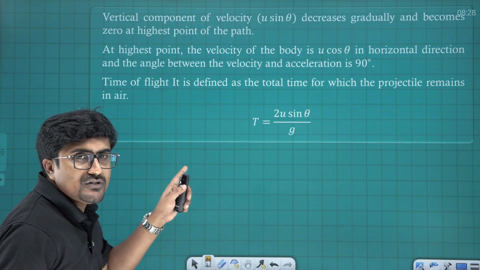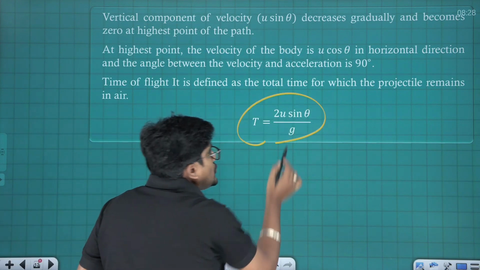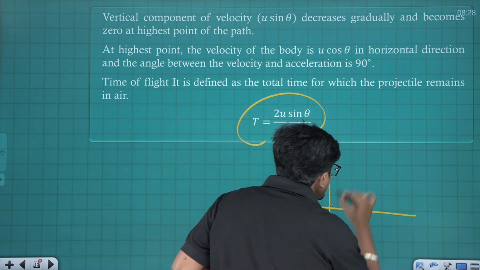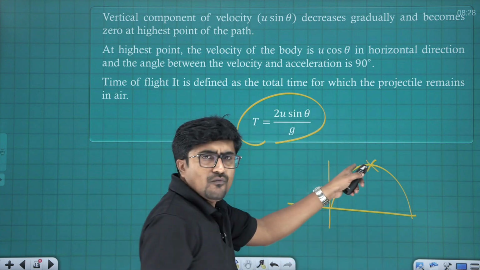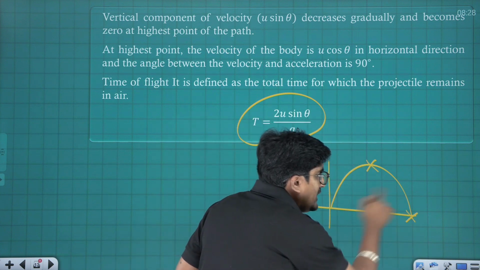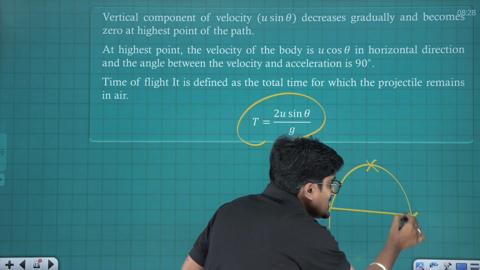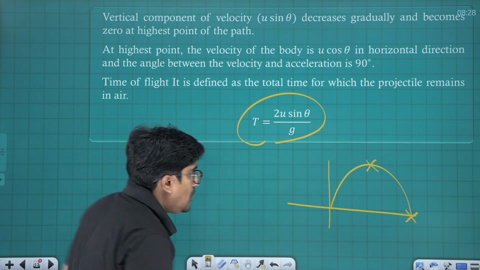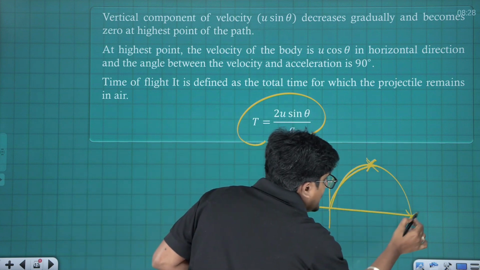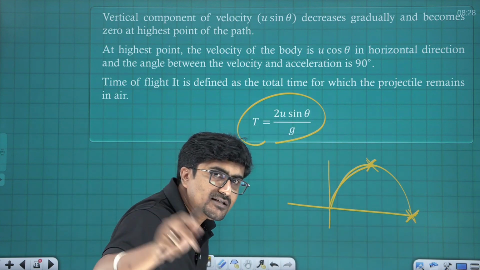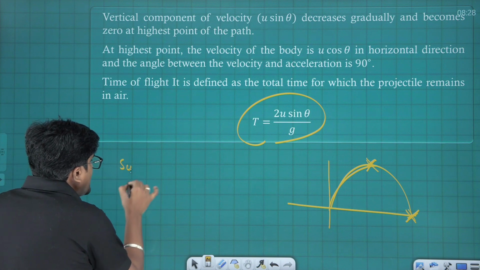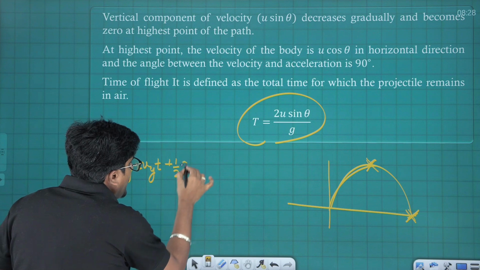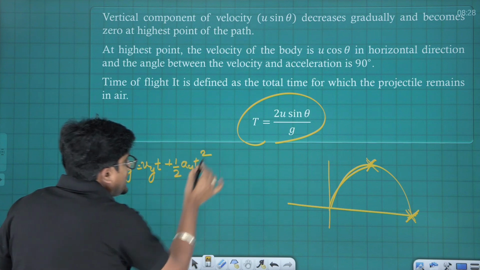Now, while talking about the time of flight, the expression comes as 2u sin theta by g. How that comes is, once it travels from here to here, and then later to this particular portion, once it reached here, the final displacement along the y-axis is 0. So the final displacement along the y-axis is 0. That means displacement along the y-axis is equal to initial velocity along the y-axis into time taken plus half of acceleration along the y-axis into time taken squared.